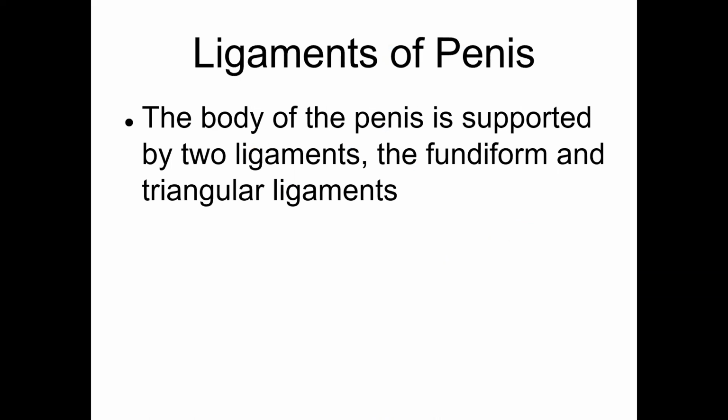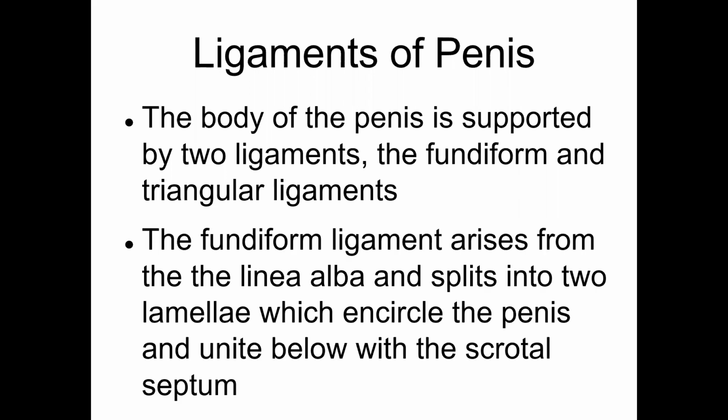The body of the penis is supported by two ligaments, the fundiform ligament and the triangular ligament. The fundiform ligament arises from the linea alba, splits into two lamellae, which encircle the penis and unite below with the scrotal septum. The triangular ligament arises from the pubic symphysis and supports the body of the penis.